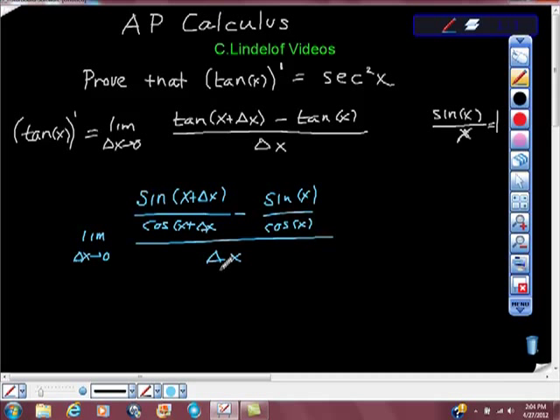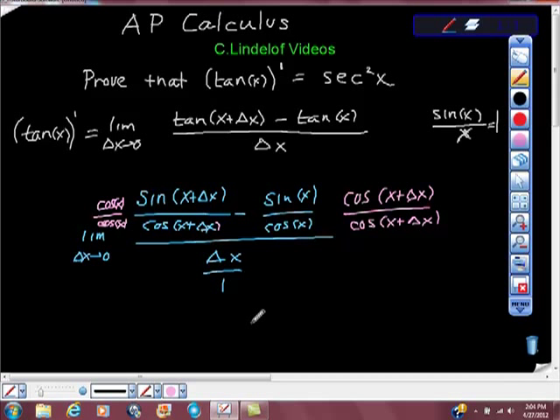So here, what I'm trying to get to is a complex fraction. So I have to put these two fractions together. So I think what I'm going to do is multiply this side by cosine of x, over cosine of x plus change in x. I took this denominator over here, and used it here, and so I'm going to multiply this one by cosine x over cosine x, right?